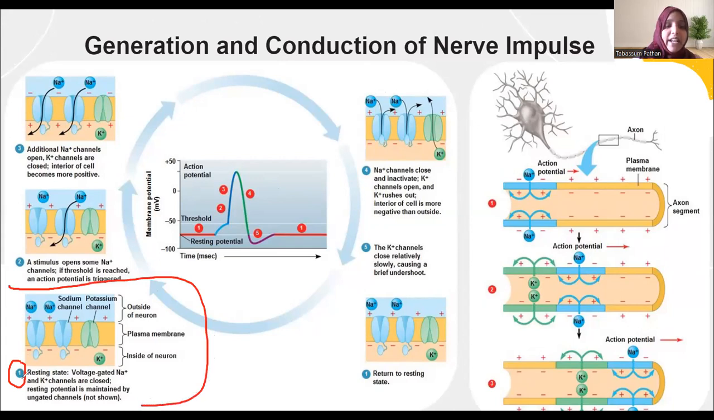Okay. At resting phase, what will happen? Sodium and potassium channels are closed. Sodium ions are more on the outside of the neuron, and potassium ions are more in the inside. So more negative inside and more positive outside. This is the plasma membrane. Now second. Now focus over here.